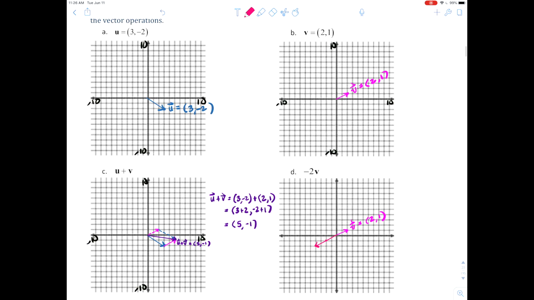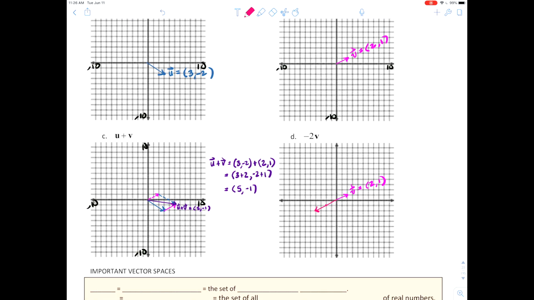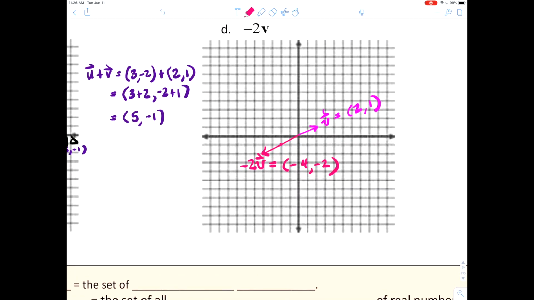And so we'll have our vector that's been scaled by a factor of negative 2. And so this is going to be negative 2v, and don't forget your vector notation, is equal to, let's see where it terminated, 1, 2, 3, 4, negative 4, negative 2. So here's what it looked like when we scaled it in a negative direction. Groovy? So they're still on that same line, if you will, but it's just been scaled.